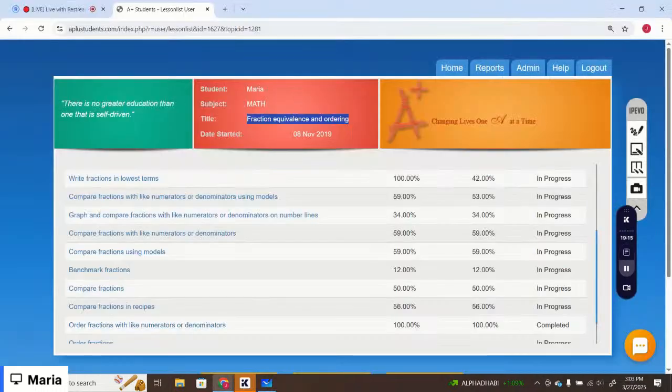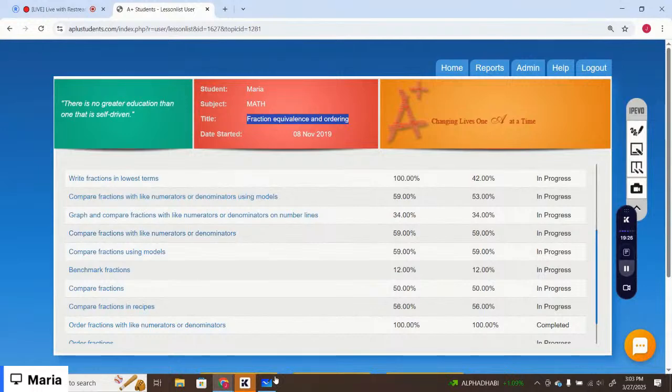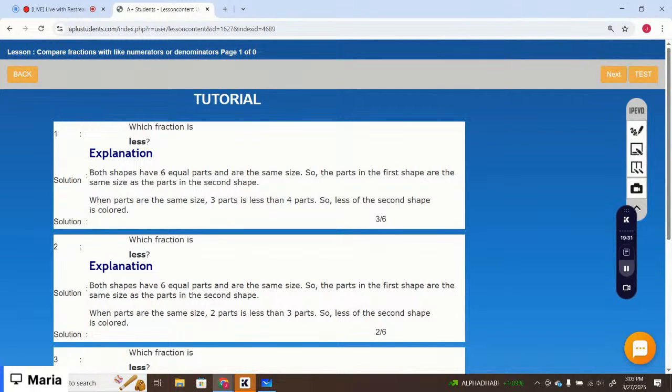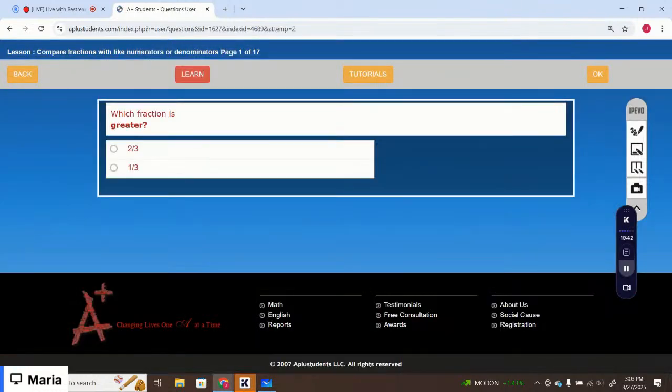Grade 4 math. The chapter we're on right now is fractions, equivalence, and ordering. Let's just start with the lesson that is compare fractions with like numerators or denominators. I'm going to start with the test question. Which fraction is greater? 1 by 3 and 2 by 3.